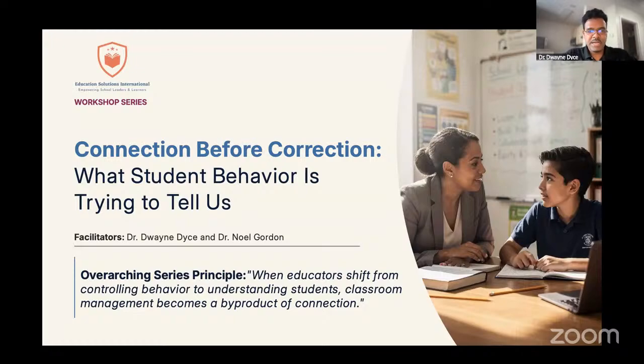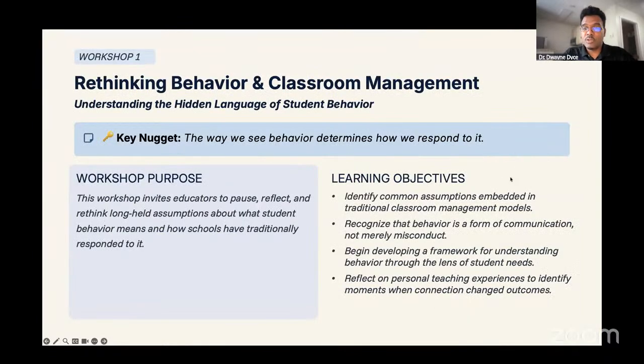As you write, I will go over the overarching theme for the entire workshop series. It's when educators shift from controlling behavior to understanding students. Classroom management, this is important, becomes a byproduct of connection. And we all know what a byproduct is. A byproduct happens alongside the purpose of what you intend to do. The intention is to connect with students, and as a byproduct, management happens, like a culture in there. So we need to tackle that problem of classroom management and twist it into a way of connection, looking at the connection instead of managing the classroom, and let classroom management become a byproduct of the culture that we create in the classroom.